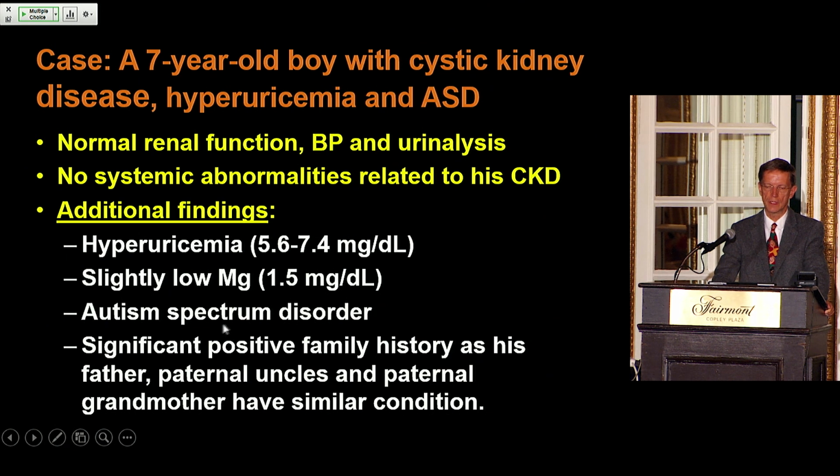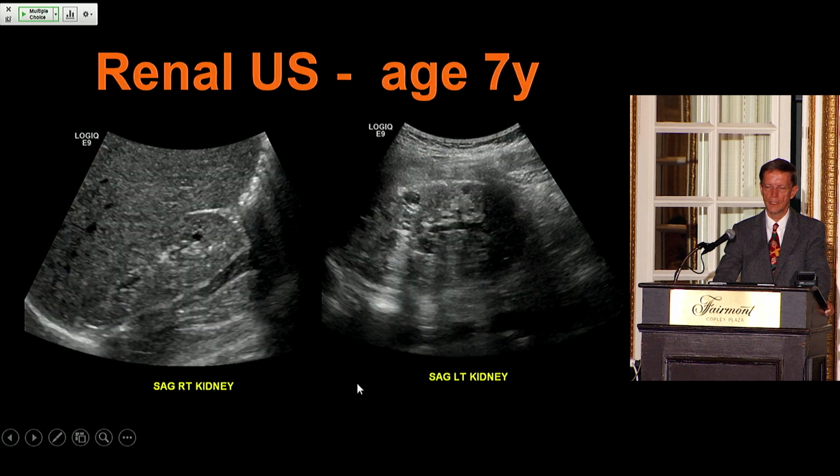He was diagnosed with autism spectrum disorder, and he had a positive family history in his father, paternal uncles, and grandmother who had a kidney condition. His renal ultrasound is shown here. You see the echo pattern of the kidney is hardly to be differentiated from the liver, so it's a little increased because it should be darker. On the other side, he has again increased echogenicity and potentially a few cysts.